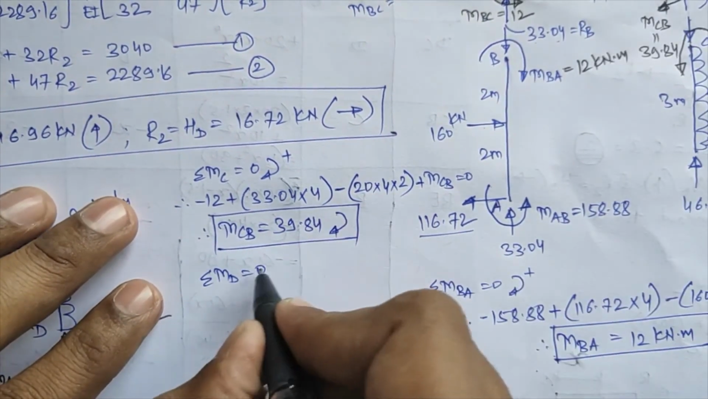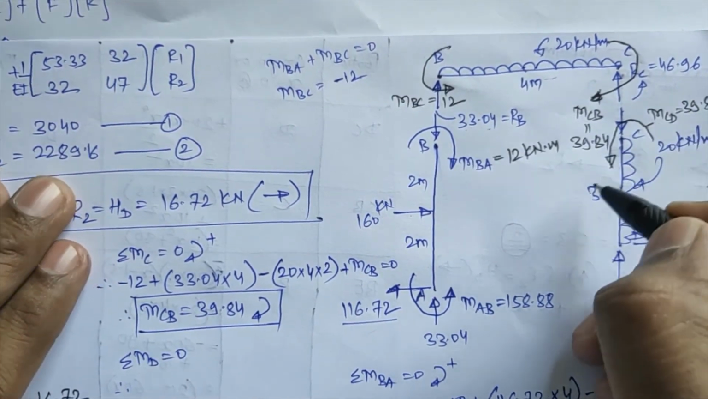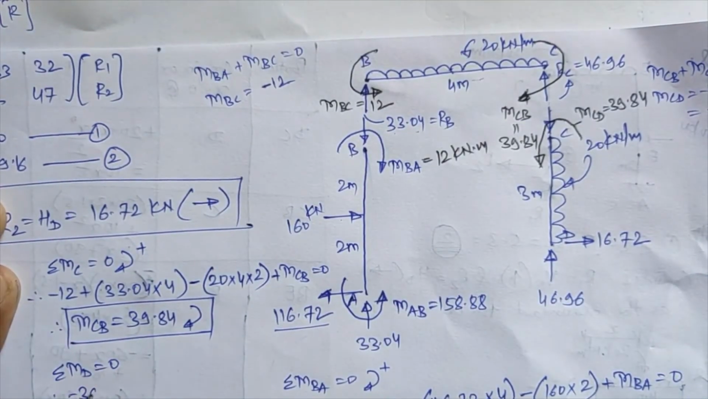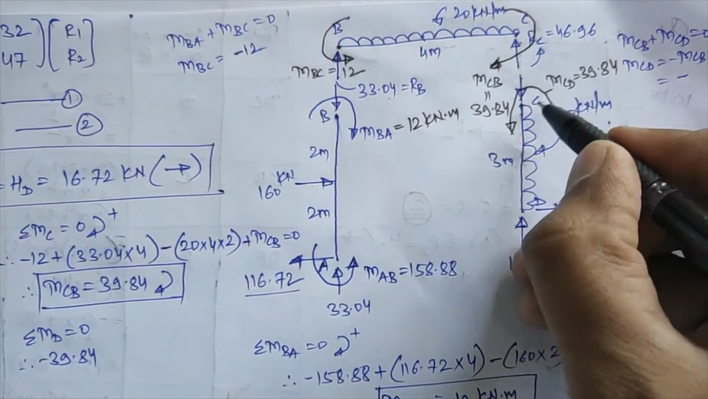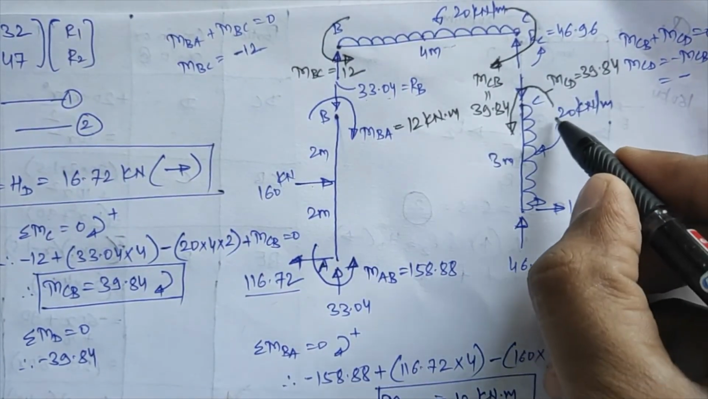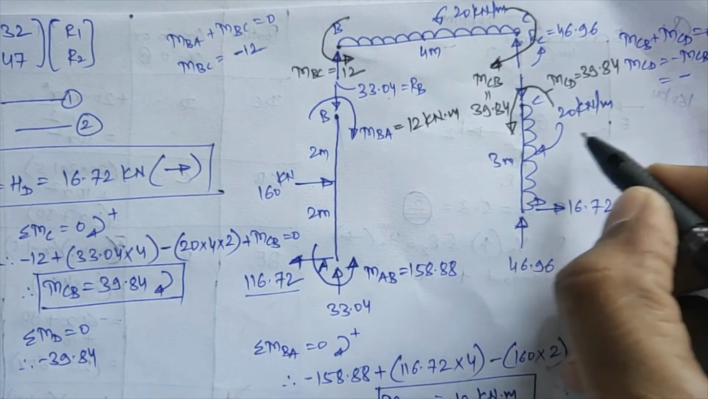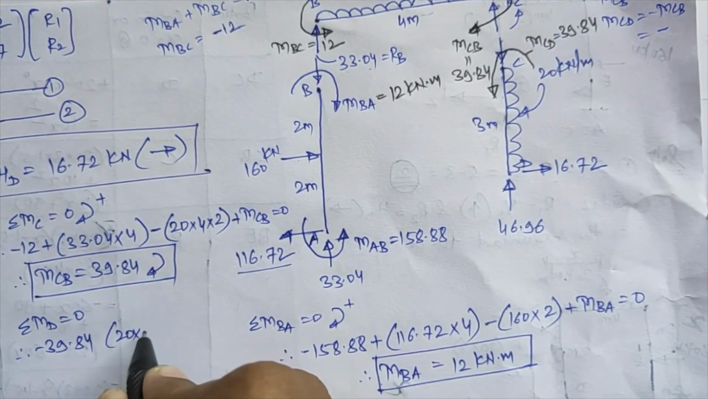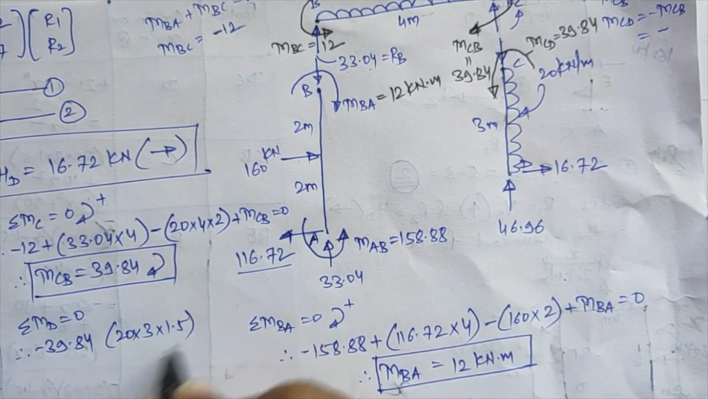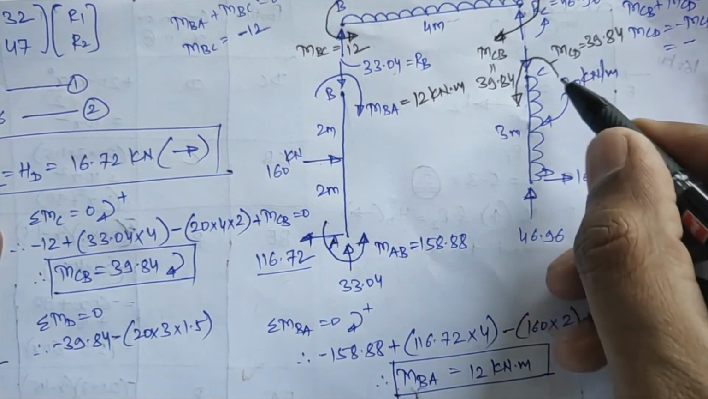Okay. Therefore we'll check this MCD, that is anti-clockwise moment. So minus 39.84 over here. Next, moment of this 20, that will be over here. So that will be 20 into 3 into half of 3, that is 1.5, and that will be again anti-clockwise in nature.